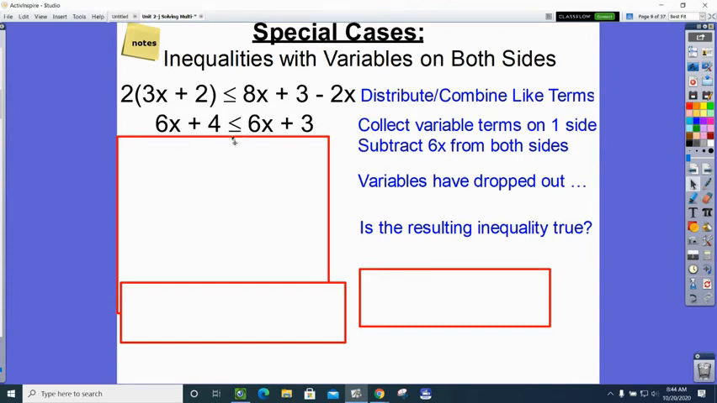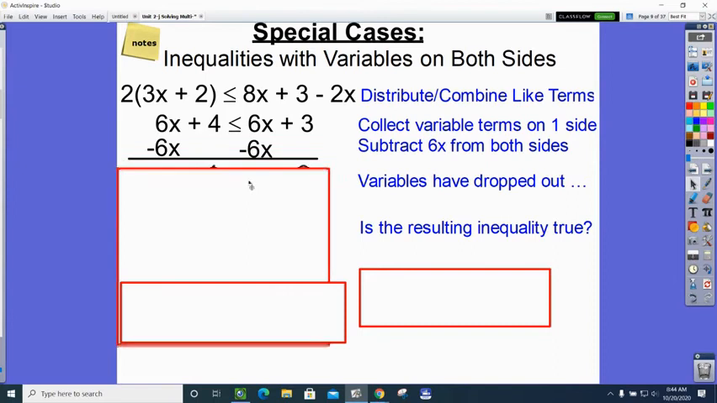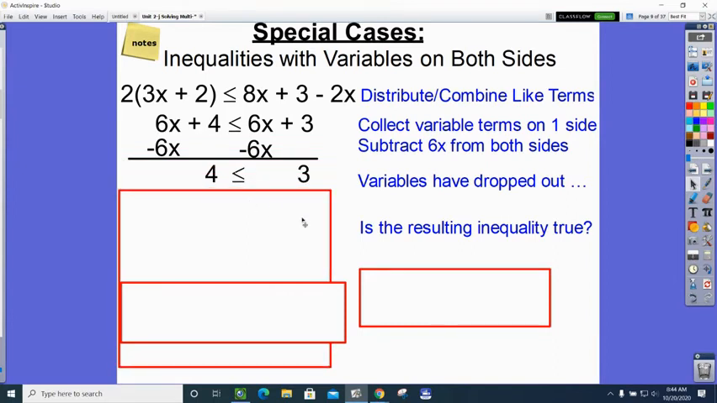And right here, I notice that I don't have a choice with the variable on both sides. So when I take the one choice I have, which is to subtract 6x, again, the inequality is not going to flip, or switch, I should say. I end up with 4 is less than or equal to 3.